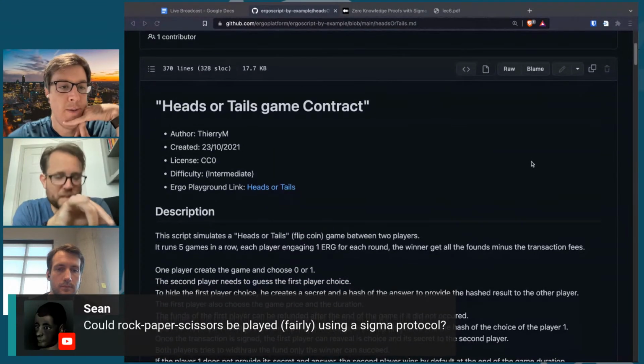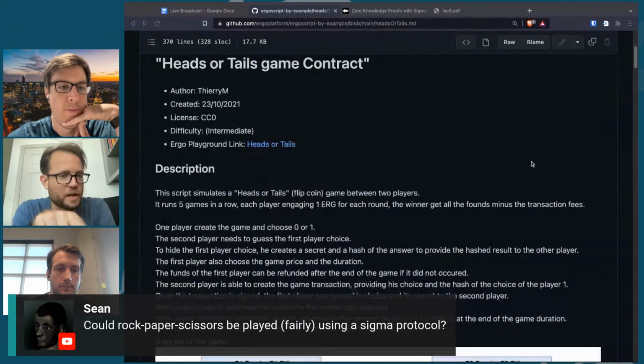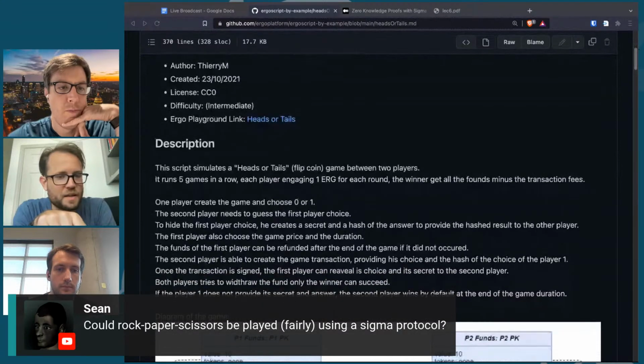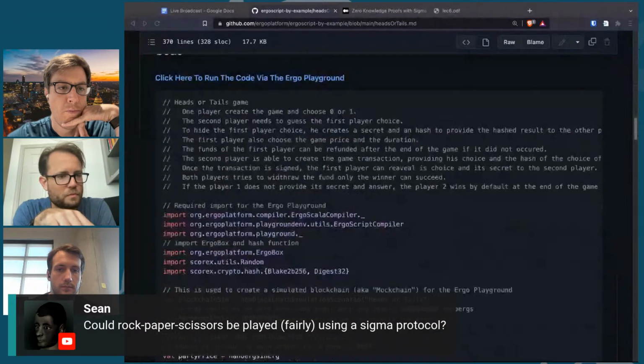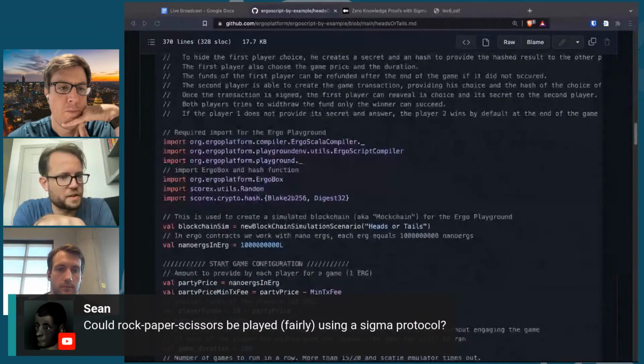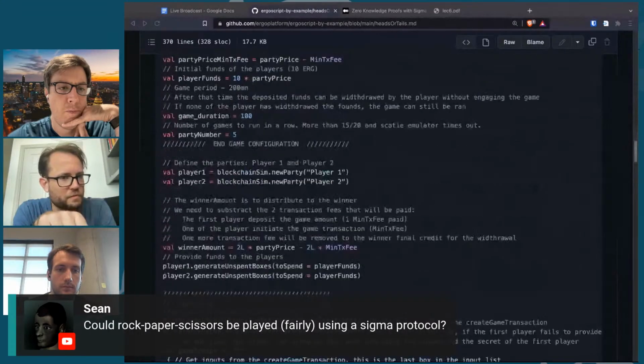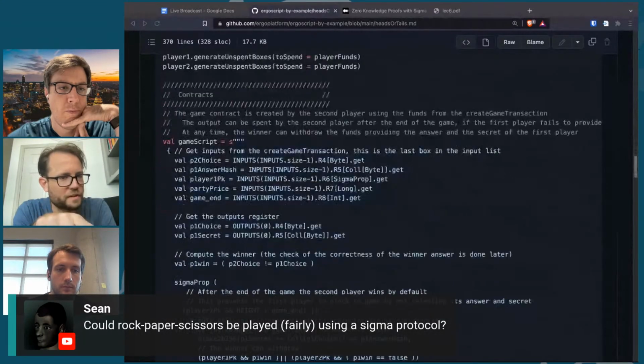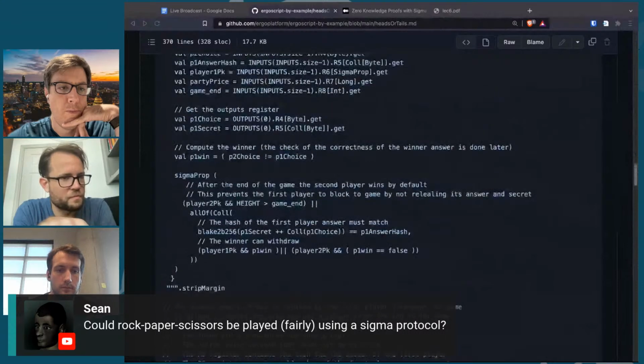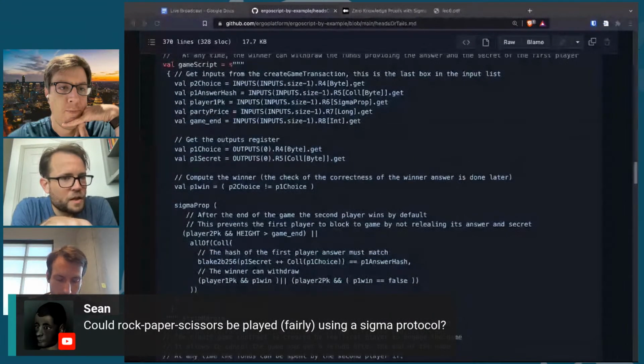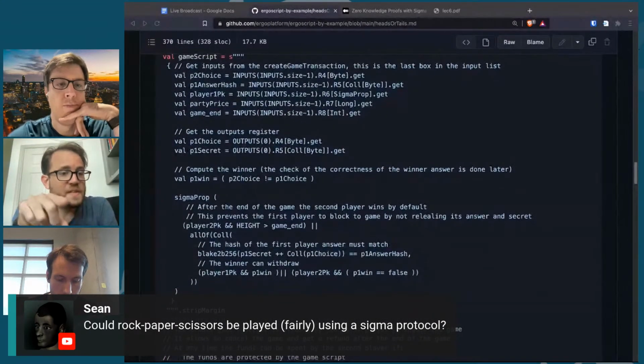Is this what you were talking about? The one I was looking at. So scroll down a little bit. Keep going to the actual code. Yep, down. Right, keep going. Right there, this one. It's a game script. So this is the final script. This is the exit script.